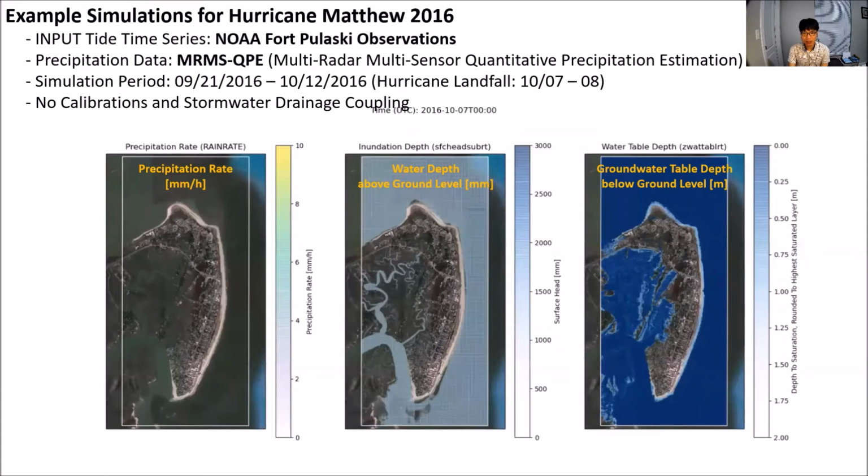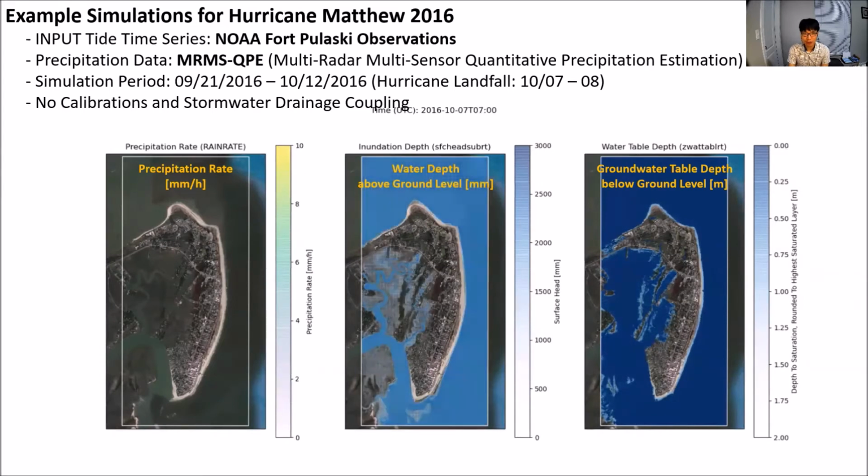These are the example simulations in 10-meter resolution during Hurricane Matthew in 2016. I'd like to note before playing the video here that in the left figure, you will see the precipitation rate. In the middle, the water depth above the ground that we are actually experiencing as inundations. And in the right, the groundwater table depth below ground. So 0 means that the soil layers up to ground are full of water, while some positive value indicates the soil layers are not yet fully wet.